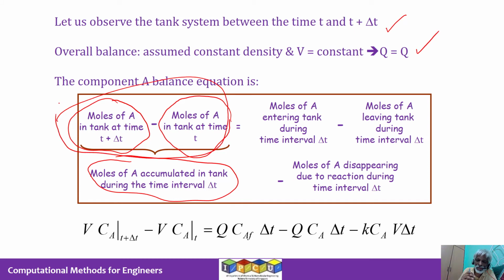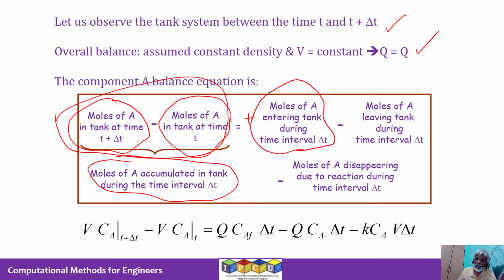And this could have happened because A came into the system through the inlet stream, A left the system through the output stream, and also because A converted into B. So there are three mechanisms that we have to take care of on the right hand side. First, the moles of A that entered the tank during the time interval delta t through the feed stream. Since it's an inlet stream, it brings in material A, therefore the sign for this is plus, and because it is plus, we don't write it with an explicit plus sign.